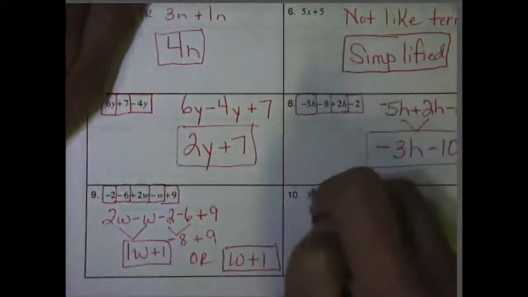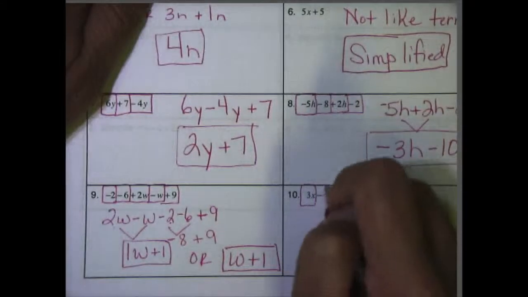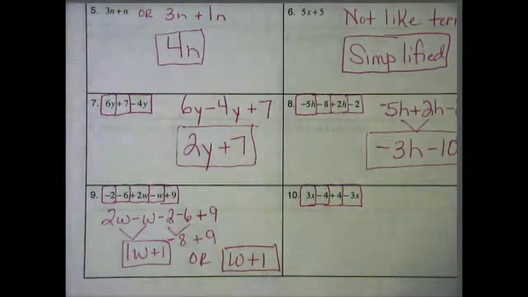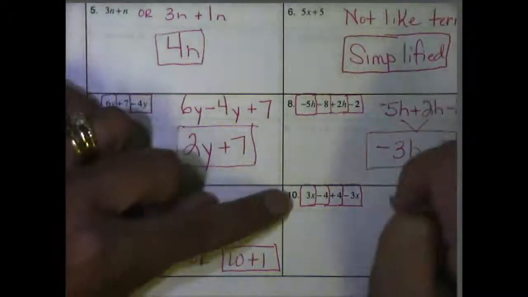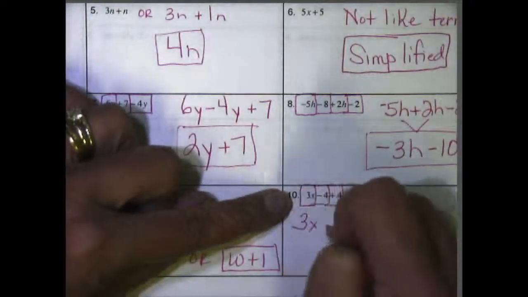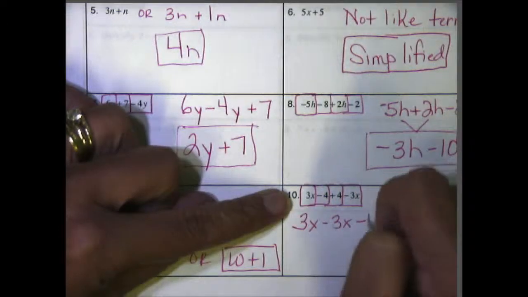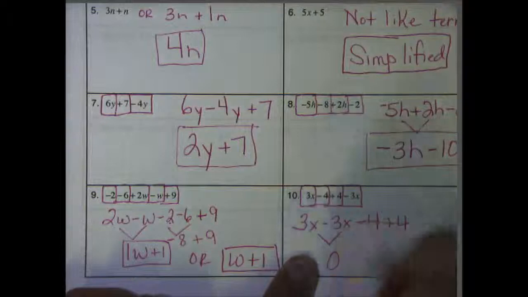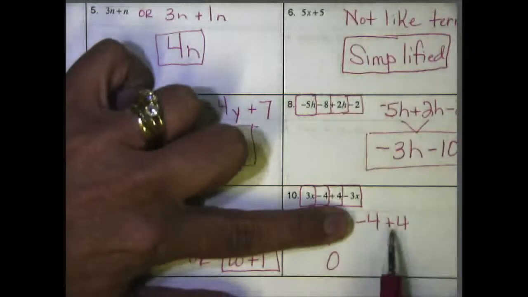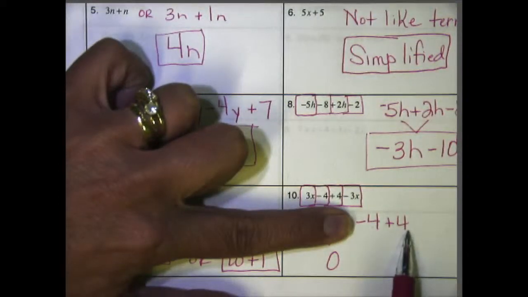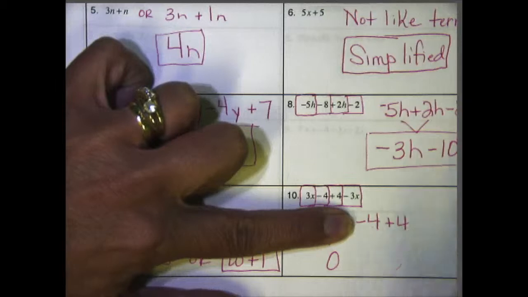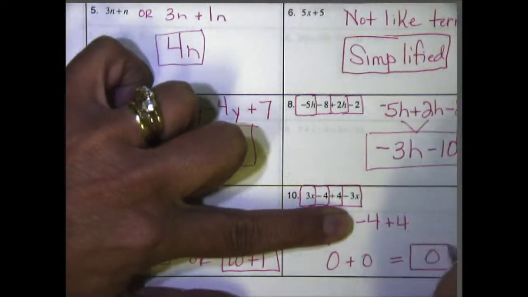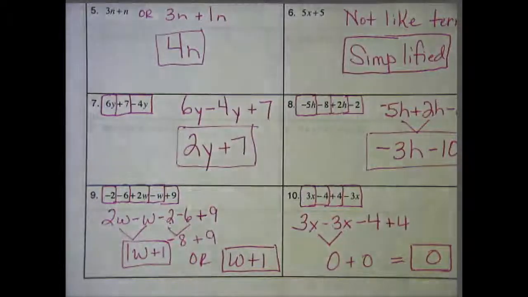Number 10, let's go ahead and box our terms. Once we've got our terms boxed, let's go ahead and write like terms together. So we have 3x minus 3x, and then we have negative 4 plus 4. So 3x minus 3x is 0. We'll cover them up. Negative 4 plus 4, remember we talked about in integer operations that when you add a number and its opposite, you get 0. So the answer to this one, or the simplified answer, is 0.